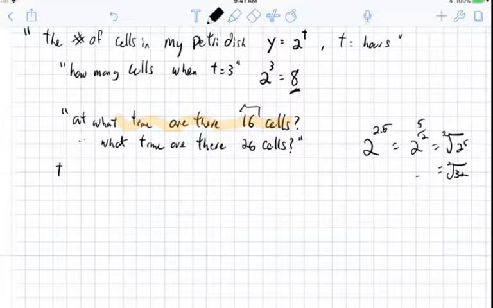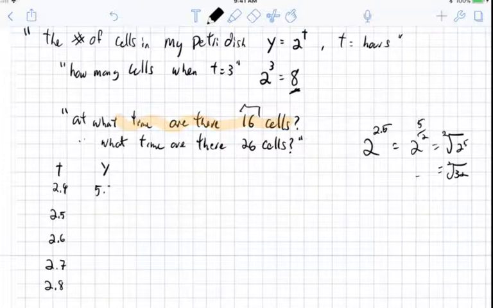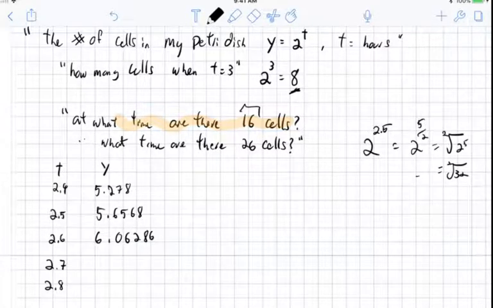So what people did was start making tables of these. When t is equal to 2.4, t is equal to 2.5, t is equal to 2.6, t is equal to 2.7, t is equal to 2.8, for each of these you just calculate the output. 2 to the 2.4 is 5.278, t equal to 2.5 gives 5.6568, 2.6 gives 6.06286, and 2 to the power 2.7 is 6.498.